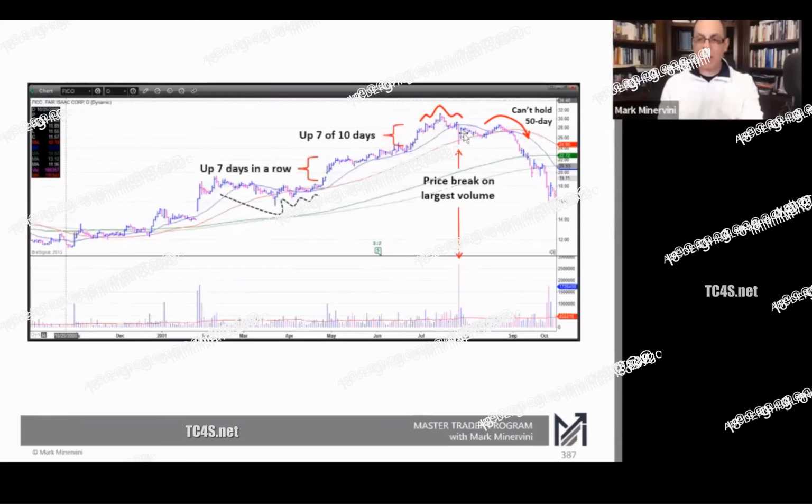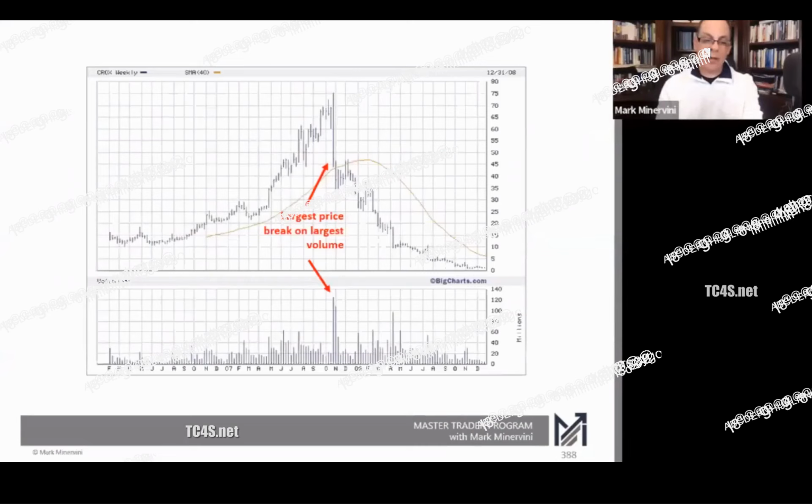Price break on the largest volume after you've had these number of tranches of 70% or more up days, and now you start getting toppy. The 50-day can't hold, and you see it come off here. This is something you've got to get really good at identifying on the upside on your profitable trades, so you can avoid getting caught in the downdraft. And this is what the downdraft looks like. This is what Mark was talking about earlier. This is like the last straw. I mean, this is the straw that breaks the camel's back.